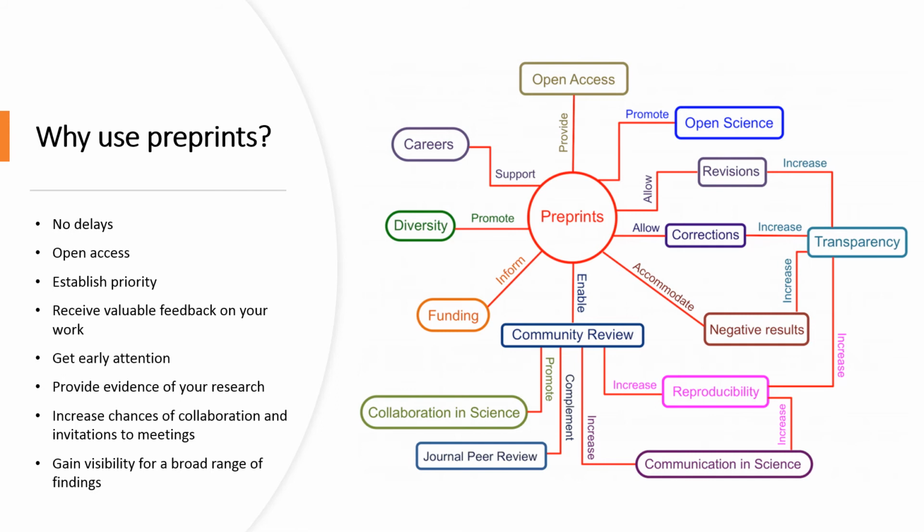And gain visibility for a broad range of findings. Novelty is often a prime criterion for being published in a journal. Thus, it can be difficult for authors to publish null findings or replication studies. Preprints eliminate this problem by providing visibility to a much broader range of findings.